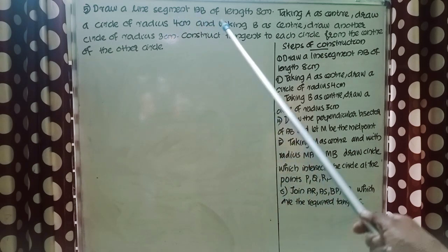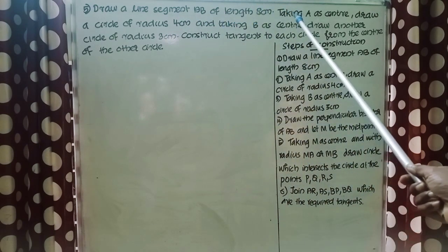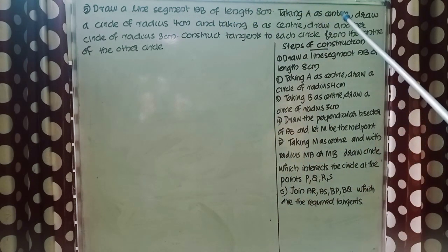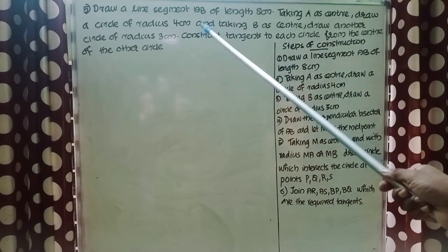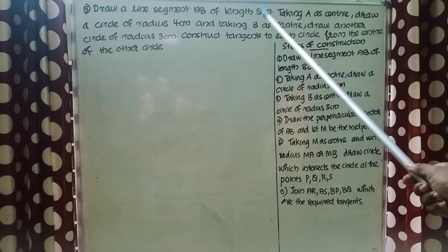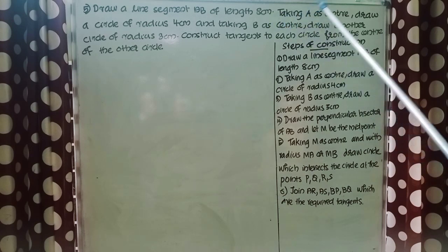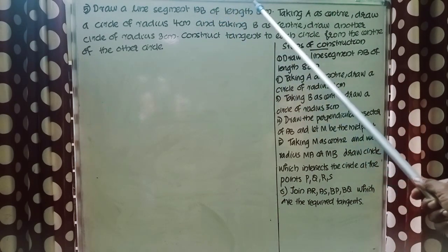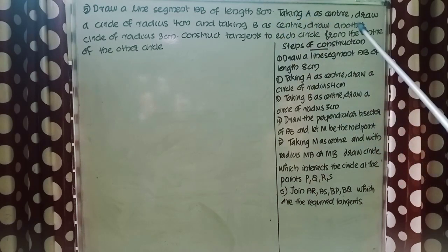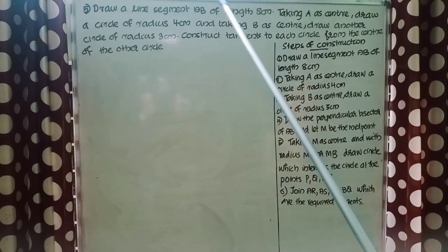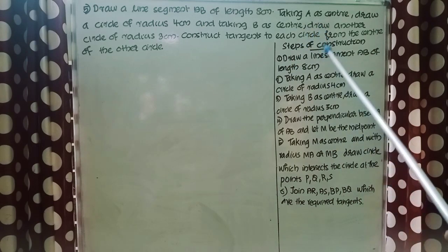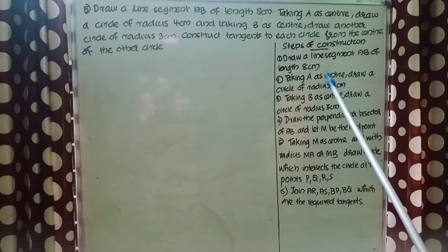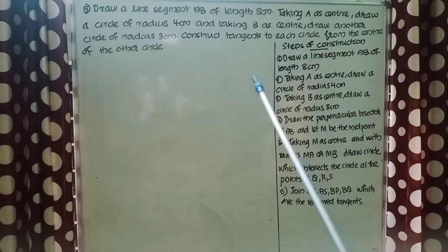Draw a line segment AB of length 8 cm. Taking A as center, draw a circle of radius 4 cm and taking B as center, draw another circle of radius 3 cm. Construct tangents to each circle from the center of the other circle. So here is given the steps of construction. Let us do the construction.